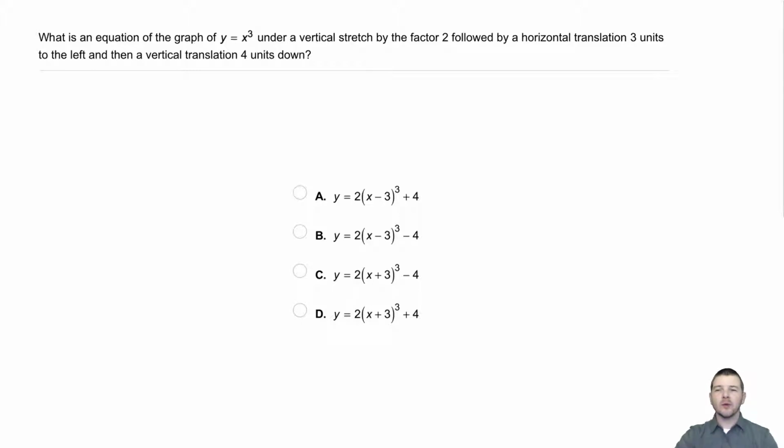Your turn. What is an equation of the graph of y = x³ under a vertical stretch by the factor 2, followed by a horizontal translation 3 units to the left, and then a vertical translation 4 units down?